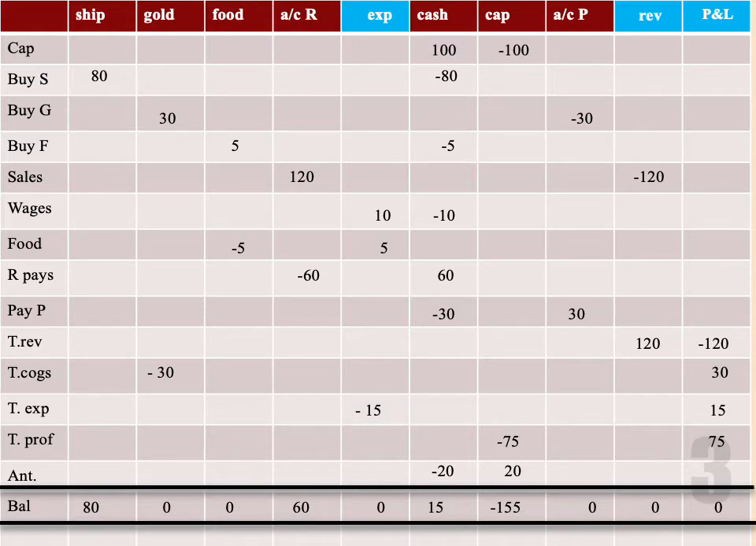I should comment on the 155 that's shown as a minus number in capital. What it means is that the trader's been doing very well, and he's increased the value of the business. And so he's increased the amount that the owner can claim against the business. That is what the minus means.